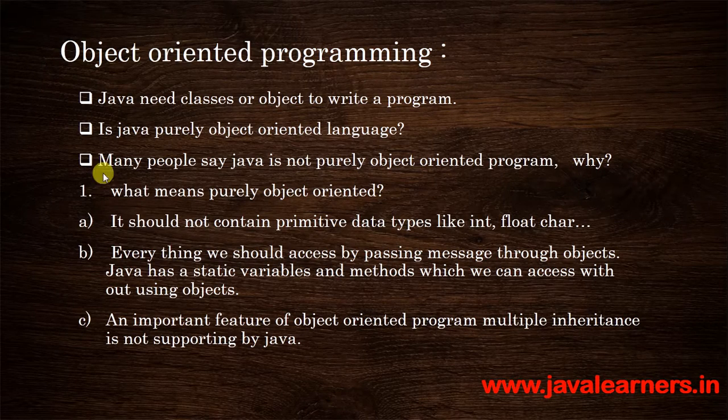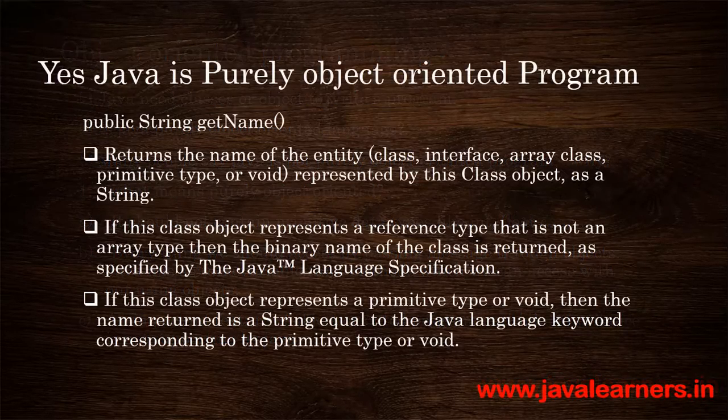Here they are saying it should not contain primitive data types like int, float, and char. But how does Java consider these things as objects? I'll show in the next slide. Yes, Java is purely object-oriented programming.